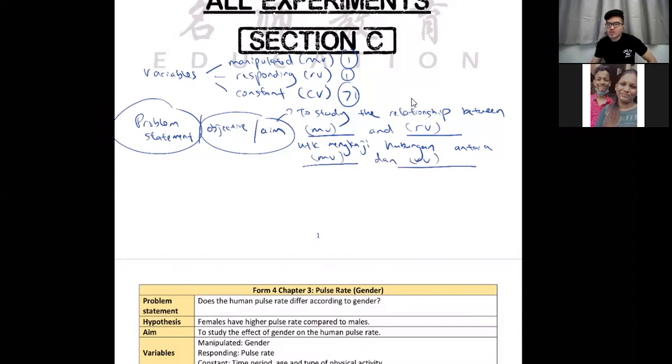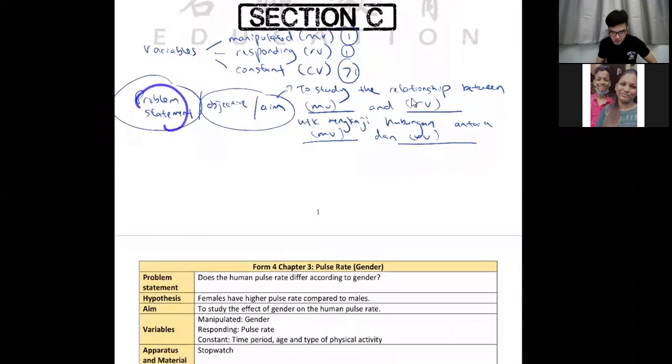That's what BM. Okay, so how about problem statement? You just do this in question form lah. You can either say, does MV affect RV? Okay, adakah MV mempengaruhi RV?